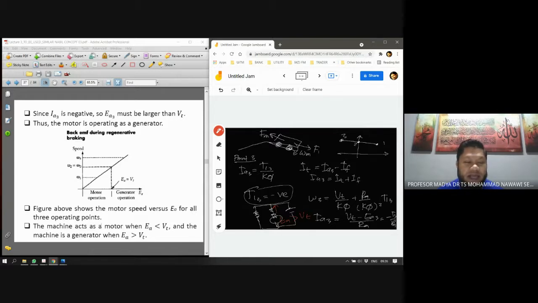Okay. The machine acts as a motor when EA is lower than VT in this case, but because the current flows in, the armature current is in the reverse direction, then we have EA must be greater than VT during this regenerative braking. Okay, right.